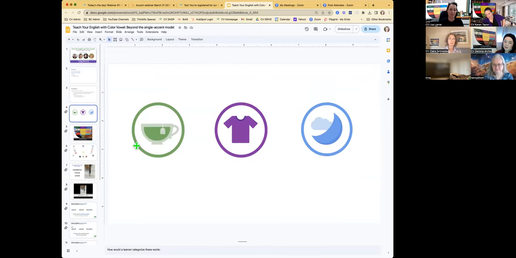What makes these work? This is very important, everybody. What makes these work is that green and tea have the same sound for all of us, right? Green and tea match.